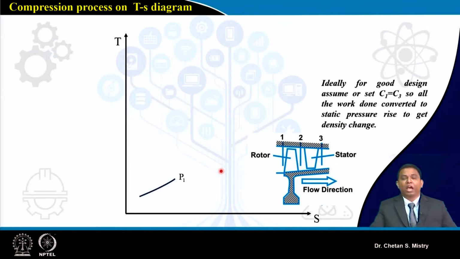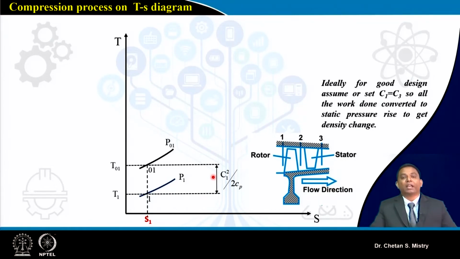If I consider that air is sucked from the atmosphere, it will have pressure P1 and temperature T1. Now what is happening? My flow will get sucked inside my compressor rotor. When it gets inside, what will happen? It will achieve some kind of kinetic energy, which I say is C1 square by 2Cp. So this is T1 plus C1 square by 2Cp, and that represents my total enthalpy or my total temperature.